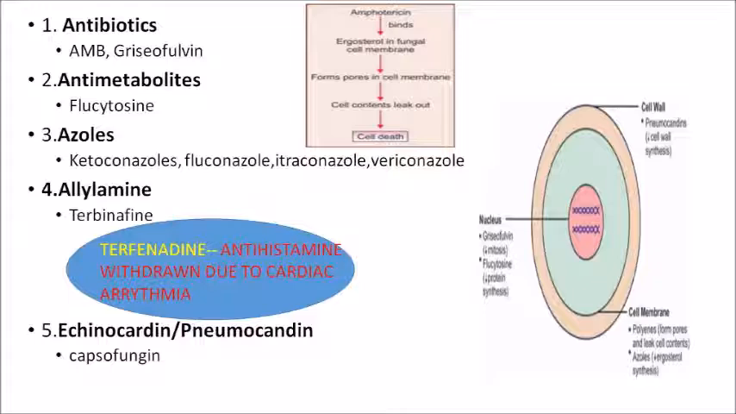Finally, we have something called echinocandins or pneumocandins. They act on the cell wall of the fungus, that is the outermost layer. Cell wall synthesis is affected. Example is caspofungin. So caspofungin is an echinocandin or pneumocandin which inhibits the cell wall synthesis of the fungus.